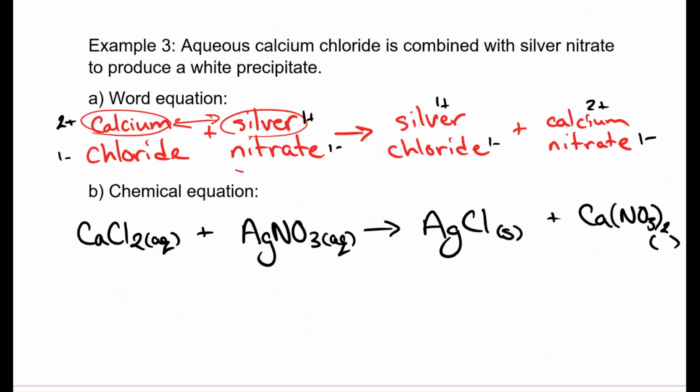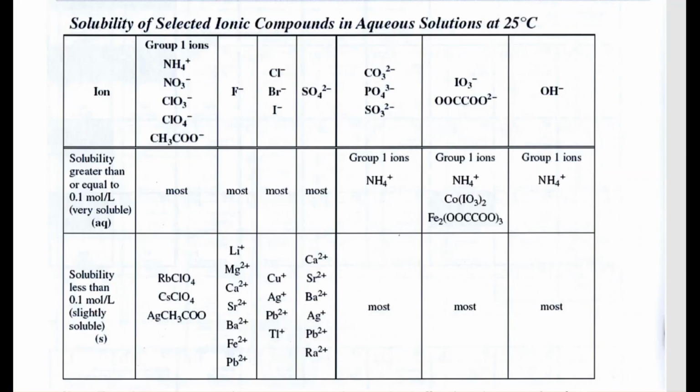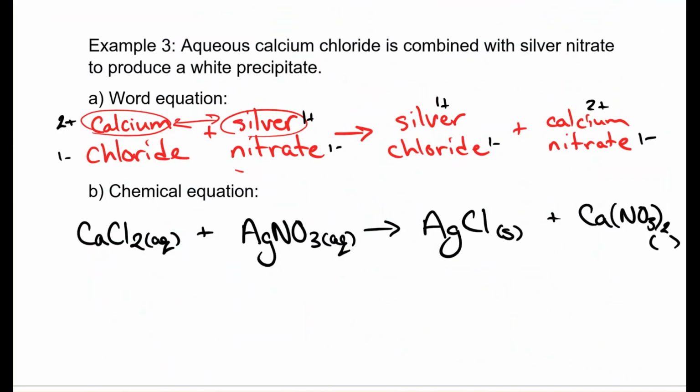So calcium nitrate. I see nitrate here. No calcium nitrate, so it's not solid. It must be under most. It's aqueous. I'll give you a hint. Nitrate compounds are always aqueous. There is nothing that forms a precipitate, as far as you're concerned, with nitrate. Whenever you see nitrate, it's always going to be aqueous.